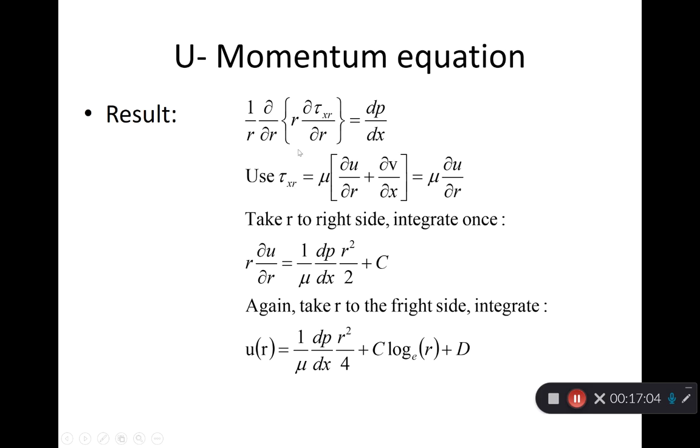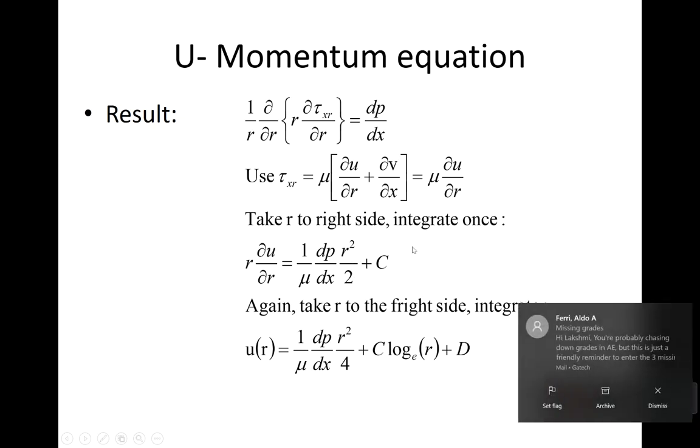Now tau xr is mu du dr. So take r to the other side, integrate it. You get r du dr. Mu, we can bring it to the other side. Then when you take this r to the other side and integrate it, you'll get r squared over 2. Anytime you integrate it, you pick up a constant of integration.